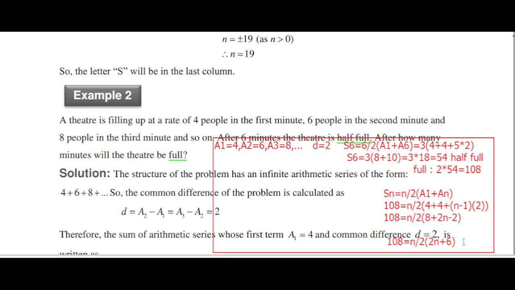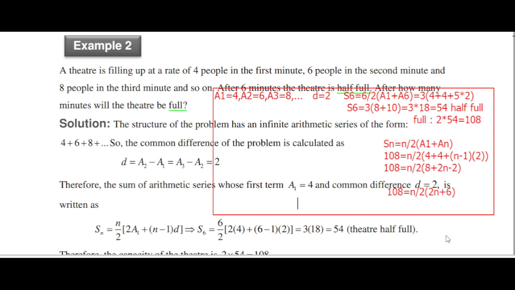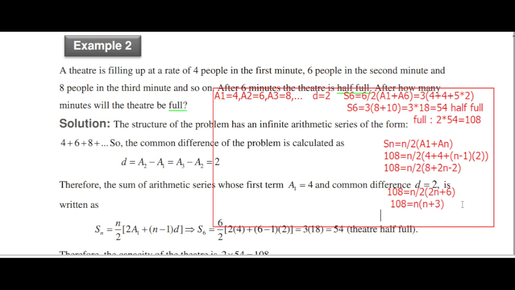Let's simplify by 2. 108 is equal to n times 2n divided by 2, n, plus 6 divided by 2, 3. So here we have 3. Again here, let's rewrite formally. n times n square, here we have n square plus 3 times n, 3n. 3n is equal to 108.